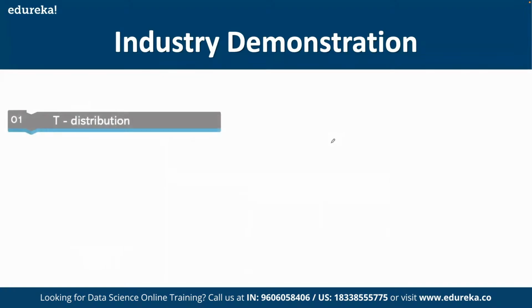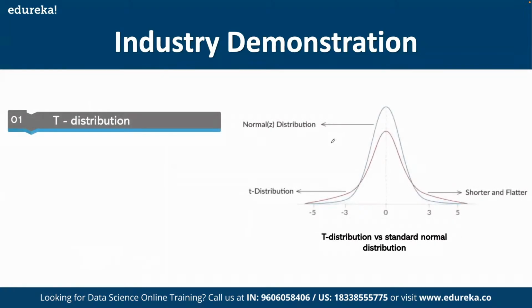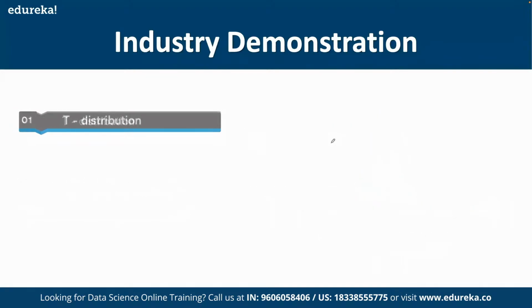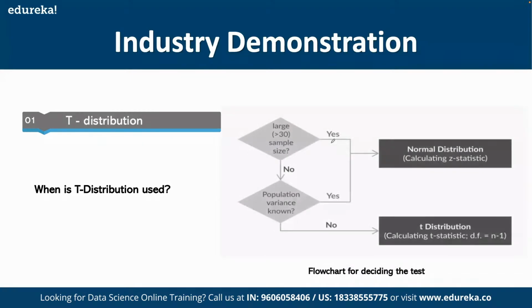Apart from that, we've got the t-test and the t-distribution. This is a diagram which describes the t-distribution. The t-distribution is a little bit shorter and flatter. At a sample size beyond 30, the t-distribution becomes approximately equal to the normal distribution. We use the t-distribution when we are calculating the t-statistic, with degrees of freedom n minus 1. This is how we decide whether to use the t-distribution or the normal distribution.